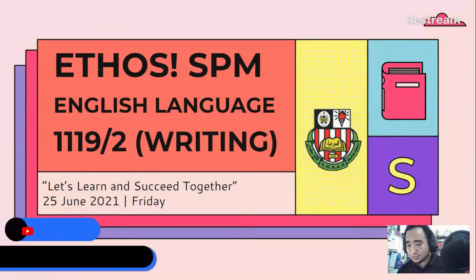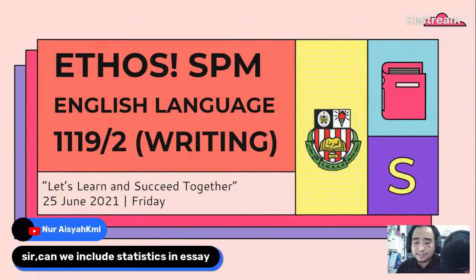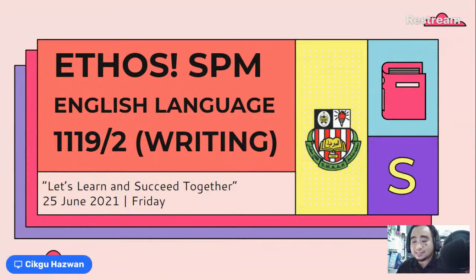So there's a question over here. Can we include statistics in the essay? Statistics, yes, you can include statistics, but remember, prioritize your content. Which one should be included first? If you think that the statistic is important to show, for example, if we go to the question earlier about living in the village versus living in the city, yes, you may include statistics. For example, 70% of youngsters nowadays prefer to live in the city.